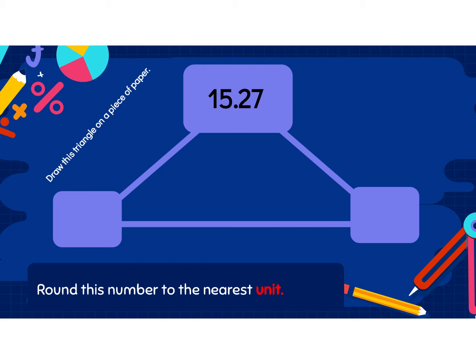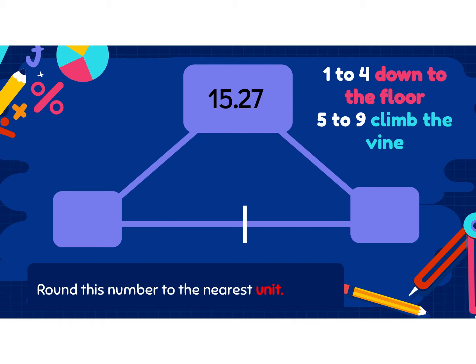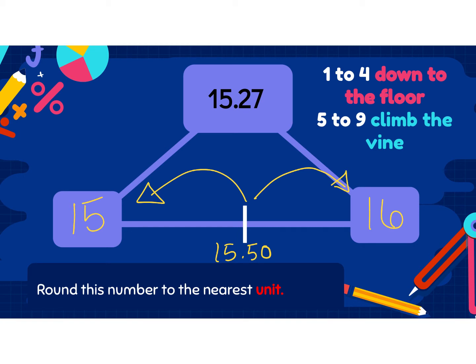Once you're done that, here's the big thing: what you're deciding when you're rounding to the nearest unit is, is 15.27 nearest to 15 or 16? So if you were to plot it on the number line, right in the middle would sort of be 15.50. So if we plot 15.27, would it be on this side of the number line? If it is, the number rounds down to 15. If it's on this side of the number line, we round up to 16.